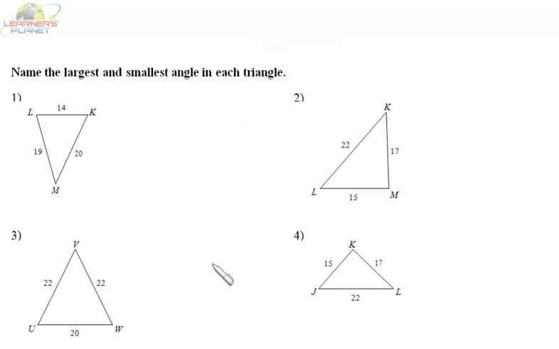Now friends, in the last session, we discussed that the side opposite to the biggest angle will be biggest, or we can say largest, and the side which is opposite to the smallest angle will be smallest. Okay, so in all these problems, we have to find out the largest and the smallest angle in each triangle. Now let's take the first case.